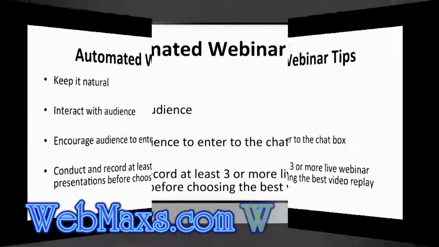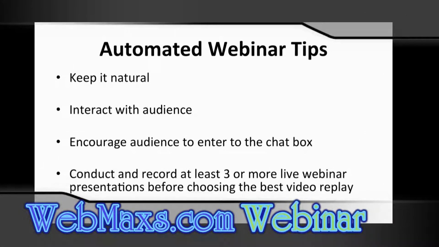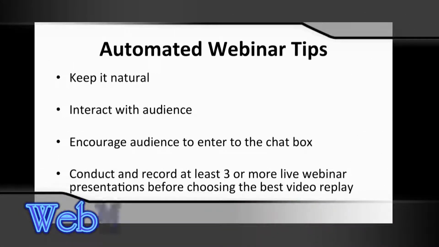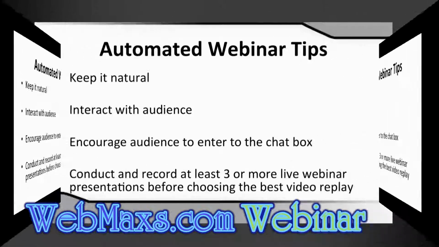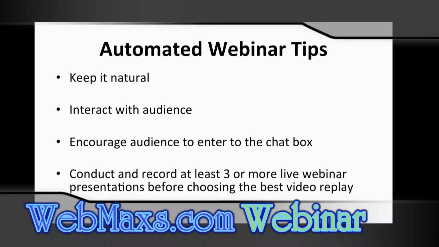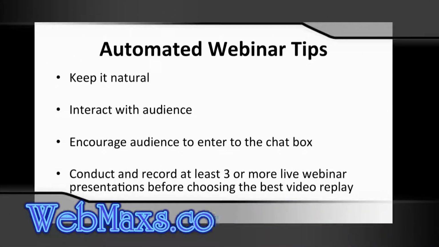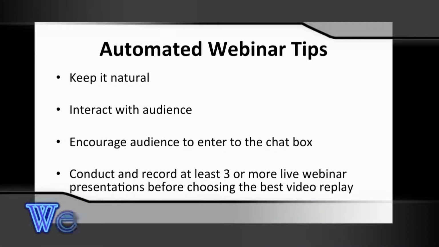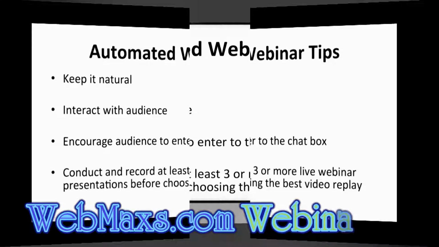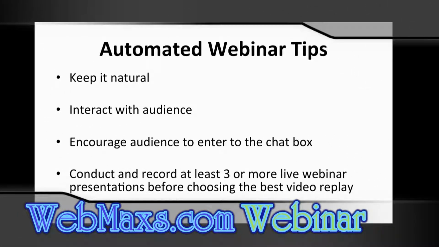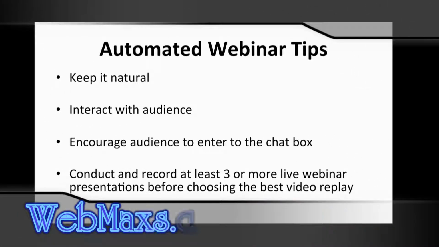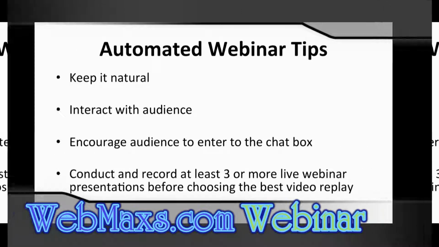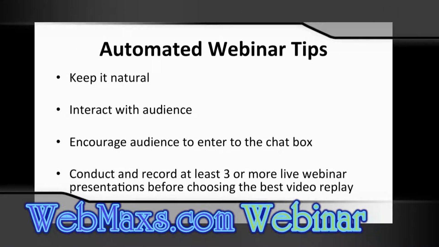Keep in mind to interact with the audience for the same reason. You can pretend there's someone interacting in the chat box with you. You could encourage the audience to participate in the chat box as well. The automation of the chat box will be taken care of by the software. To show the best webinar to your audience, it is best for you to conduct and record at least 3 or more live webinar presentations beforehand. This way, you can improve your webinars from time to time.